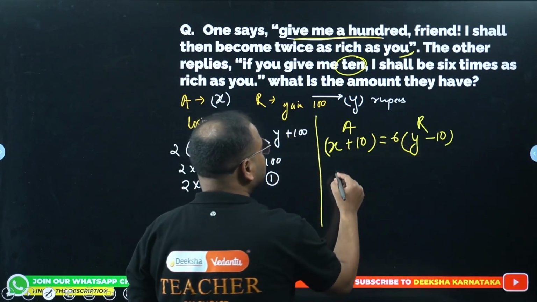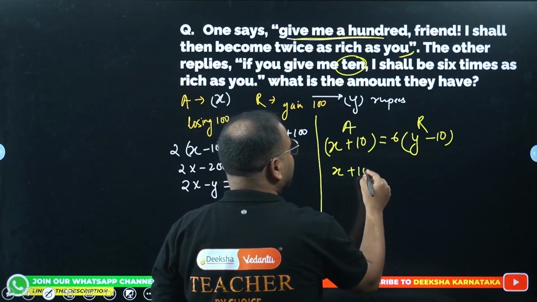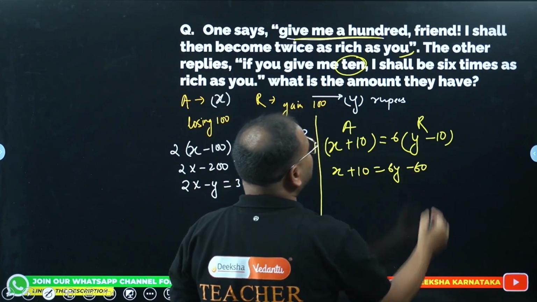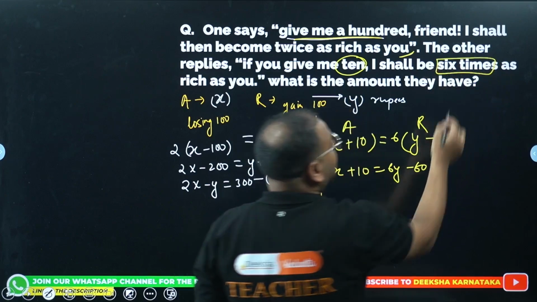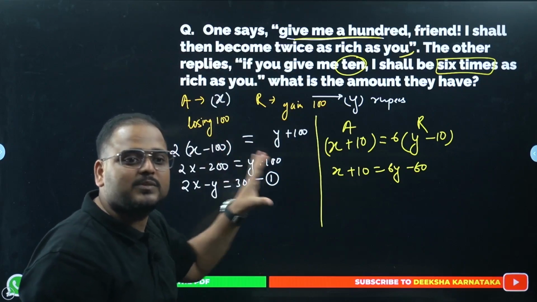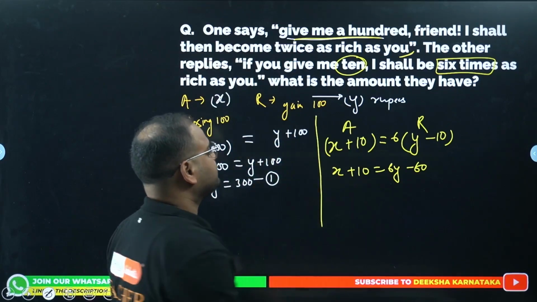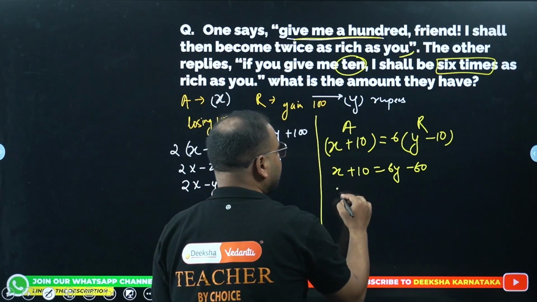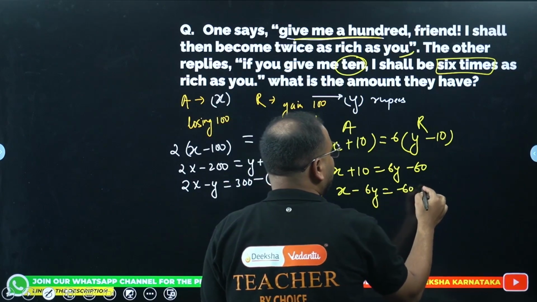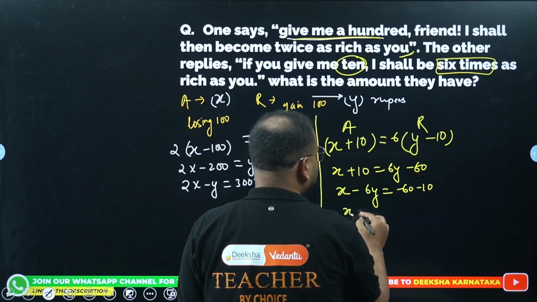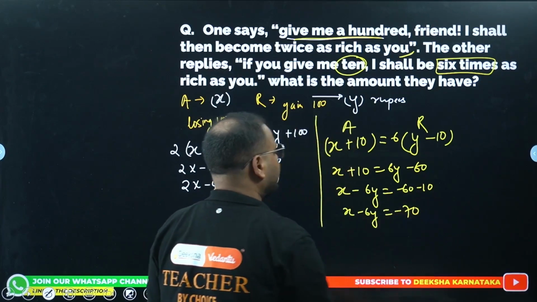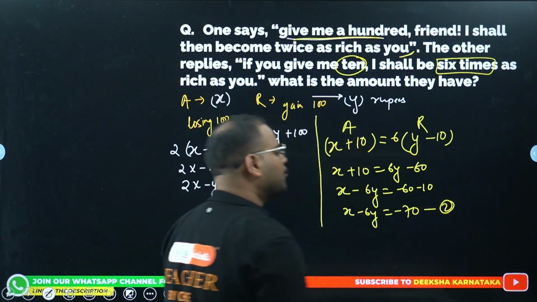Now simplify this equation. x plus 10 equals 6y minus 60. I did not read this question in the beginning because it looks big. Break it into small steps and variables. Bring it here. What I get is x minus 6y equal to minus 60 minus 10. So x minus 6y equal to minus 70. This is my equation number 2.